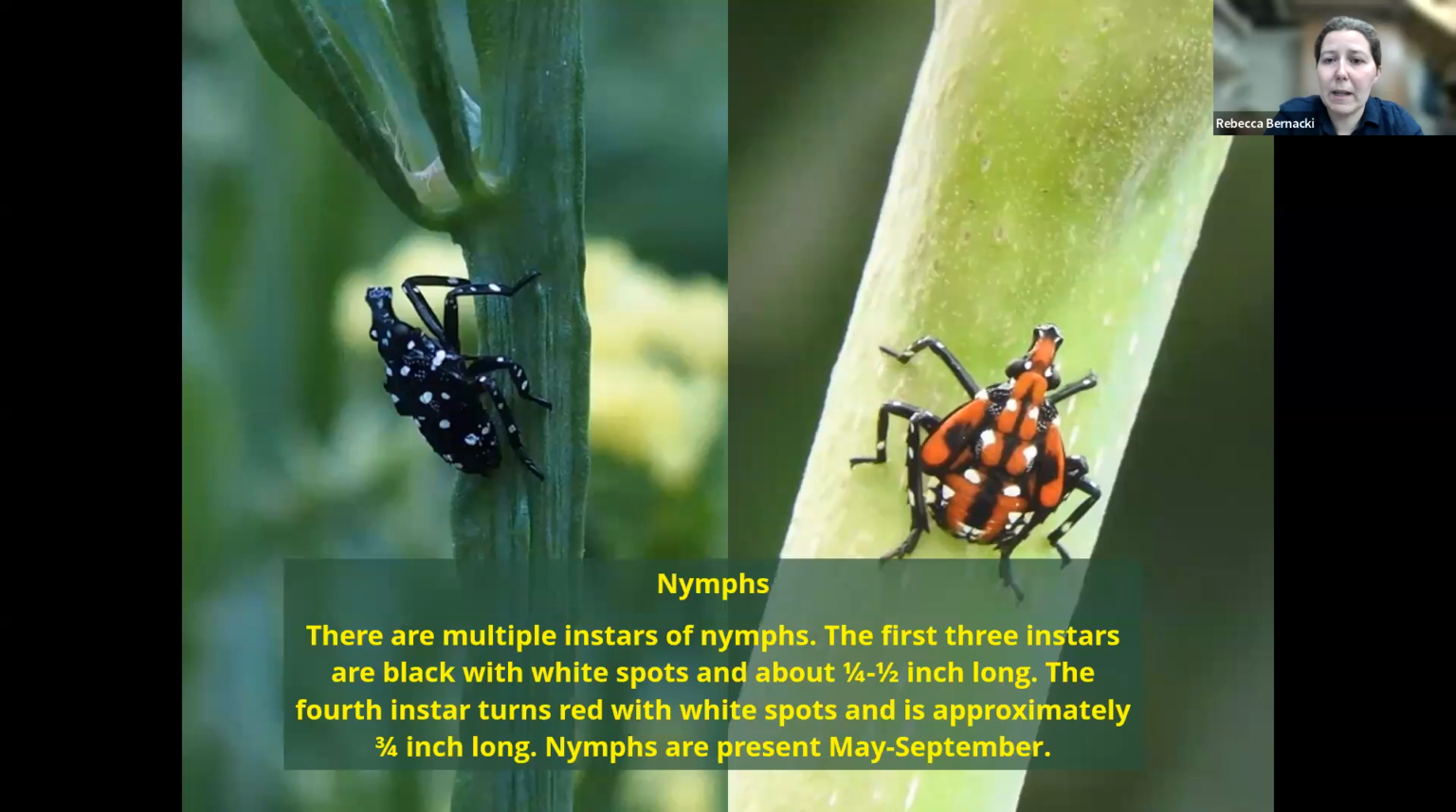I have been tuning into some calls around the state, and they're actually seeing adults in areas where we have spotted lanternfly. We don't have spotted lanternfly, to our knowledge, yet here in the Adirondacks. They're seeing adults about 3 weeks earlier than we had in the past. So the adults are actually already present.